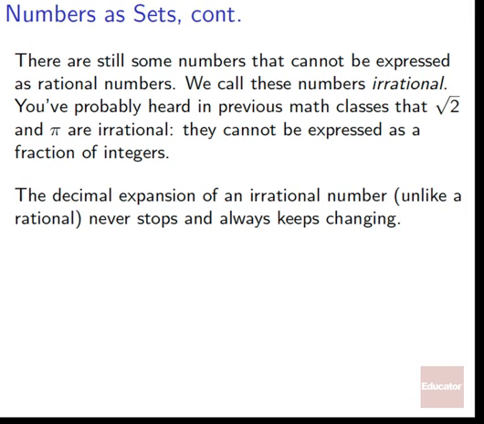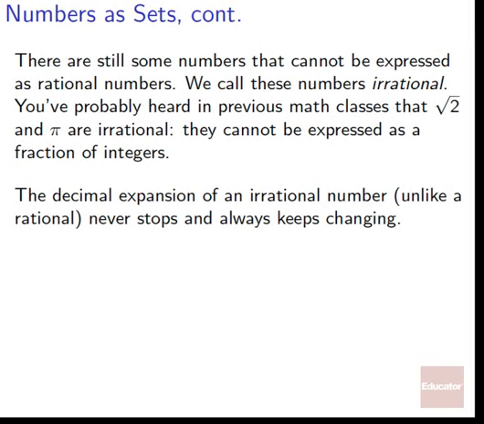You've probably also heard that root 2 is also not a rational number. These turn out to be true. We can't express them as rational numbers. We can't express them as a fraction of integers. The decimal expansion of an irrational number, unlike a rational, never stops and it always keeps changing. There are these sort of shifting, mixed up numbers that just always keep doing interesting things. They keep us on our toes, unlike the rational numbers.